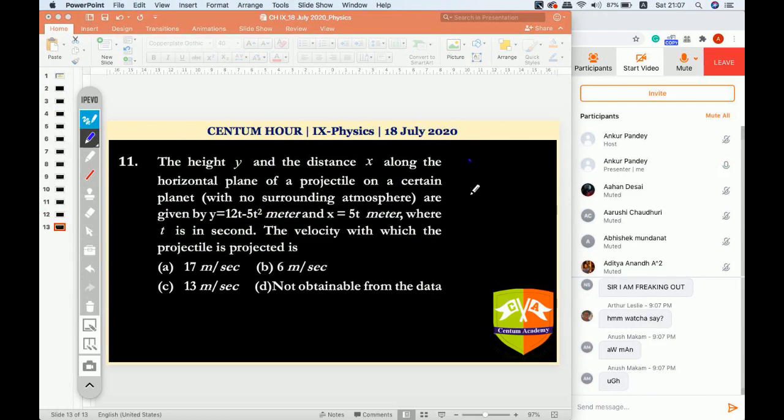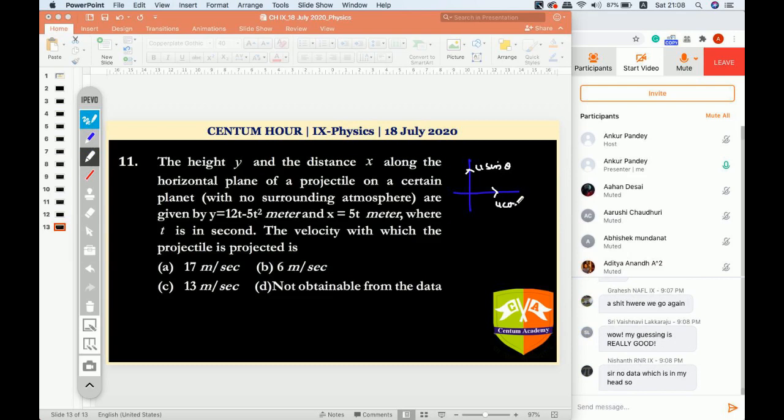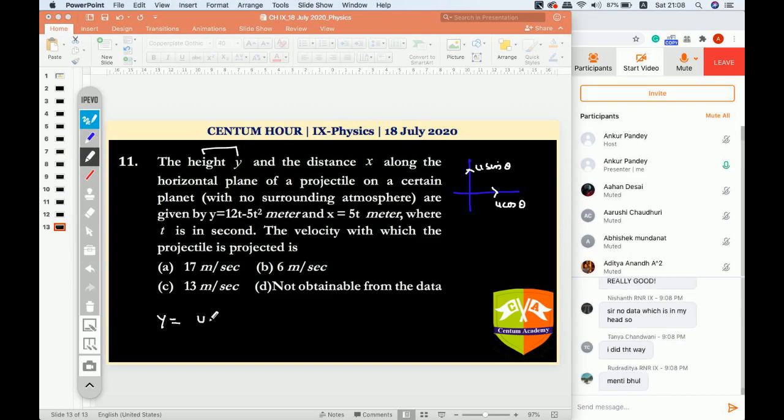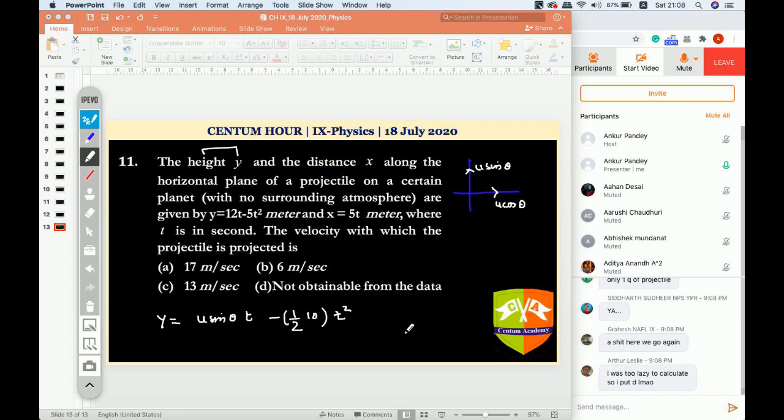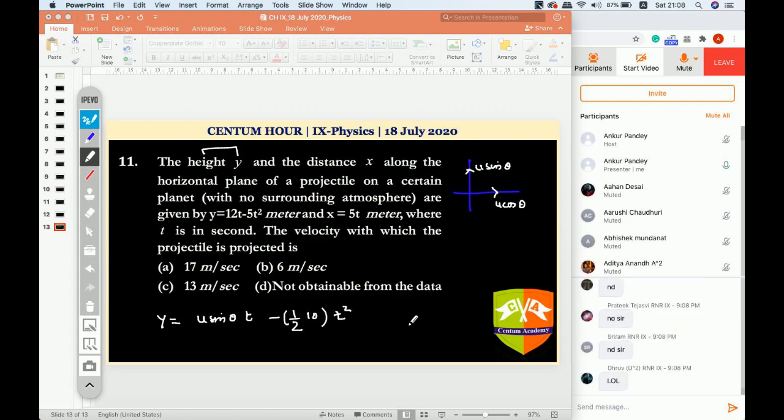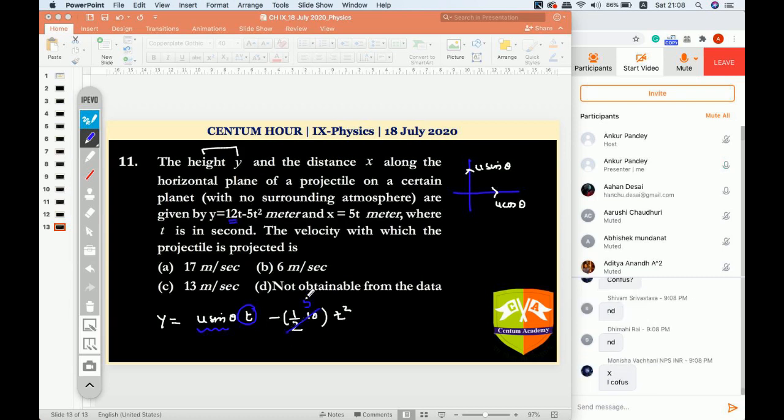See, understand this. This is the x-axis and y-axis. You know, at the y-axis, the initial velocity is u sine theta. And at the x-axis, the initial velocity is u cos theta. If I want the height in y at any random point, s is equal to u t minus half a t square. Any doubt in this? Can you relate with this? U t. Half a t square. Got it?